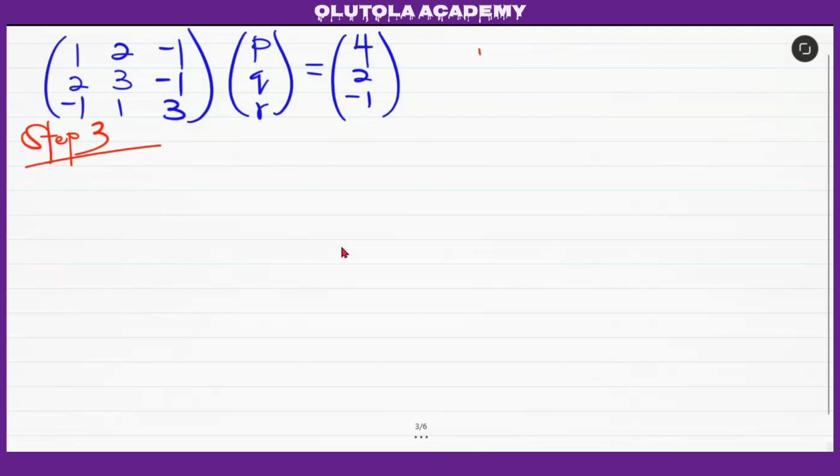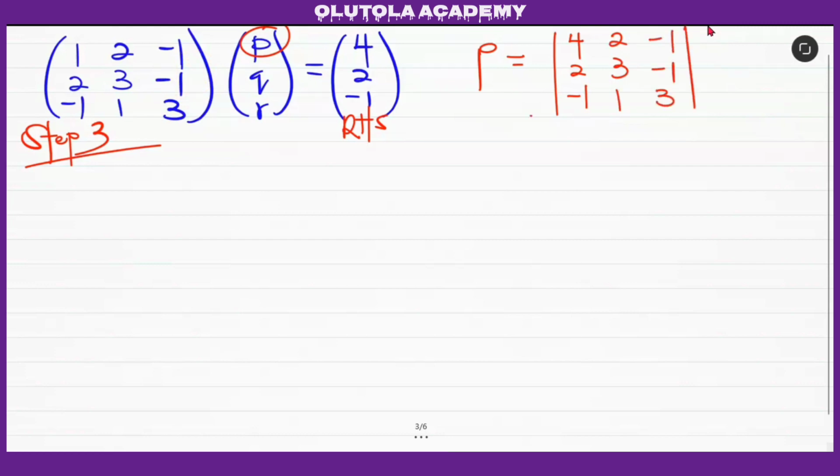The unknown P. I'm working with P first. To get P now, I'm going to form another matrix, and I'll replace the first column with the constant terms on the right hand side of the equation. I will have a new matrix now, which will be 4, 2, -1. Then the remaining 2 columns remain the same. So we have 2, 3, 1, -1, -1, 3. So I'll find the determinant and divide it by the determinant of the coefficient matrix. That's how I'll get my P.